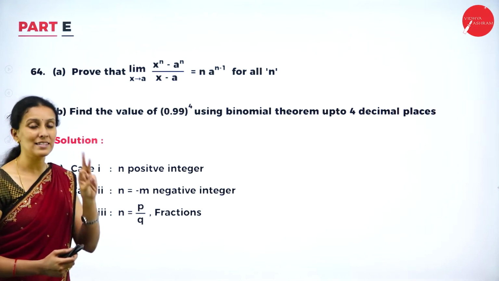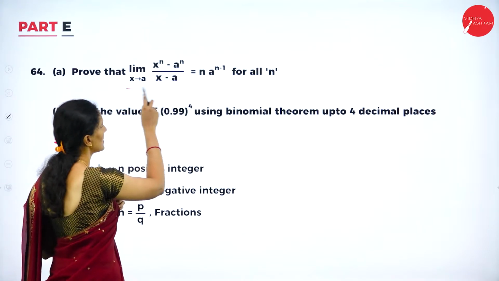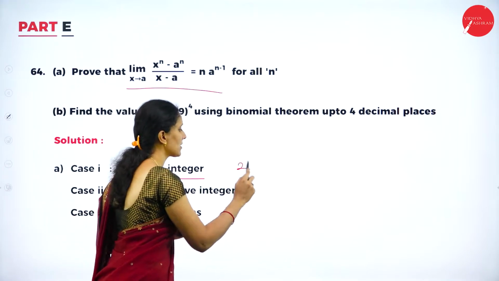We know the theorem has 3 cases. The first case is to prove the standard limit for positive integer. So this carries 2 marks.